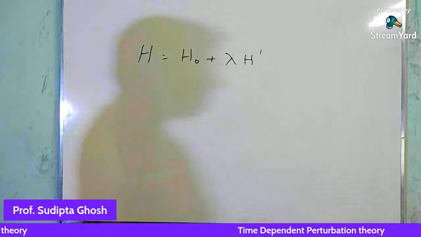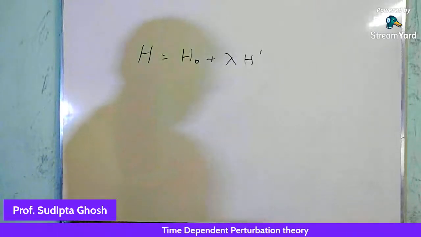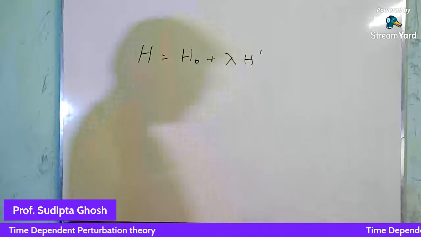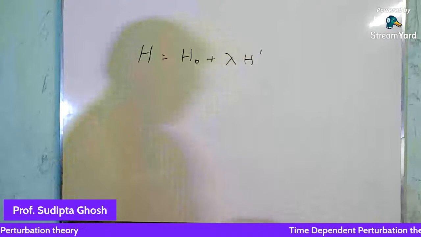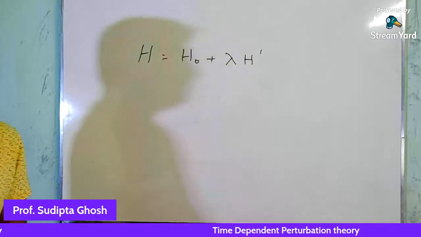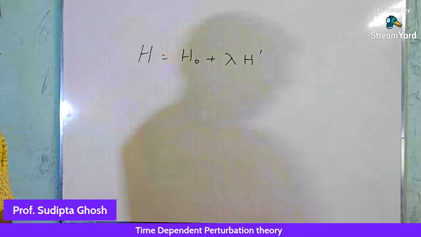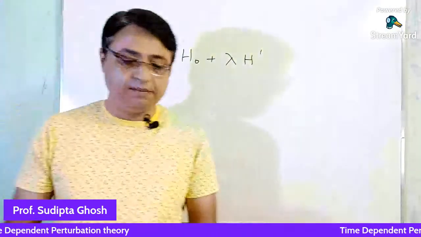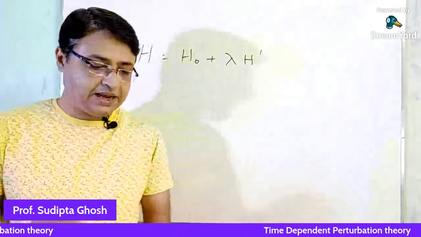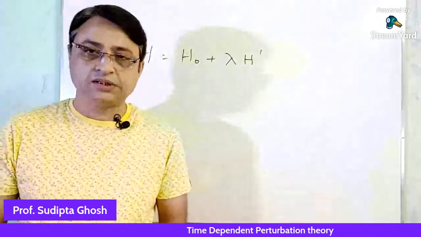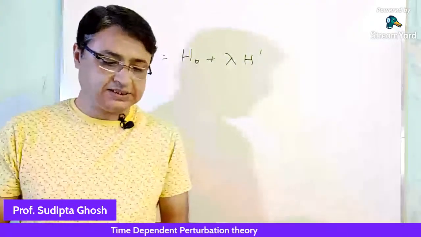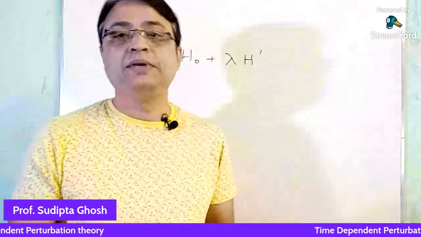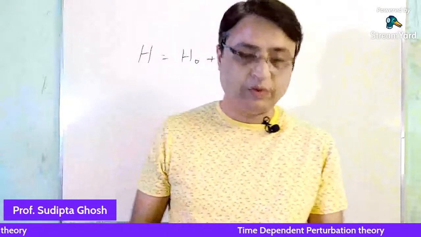Now, I can give you an example about this: the interaction of electromagnetic radiation with an atom may be an example of this system. So, here the perturbation is time dependent, that is, the time behavior of the wave functions of the perturbed system can be determined by solving the time dependent Schrodinger equation.